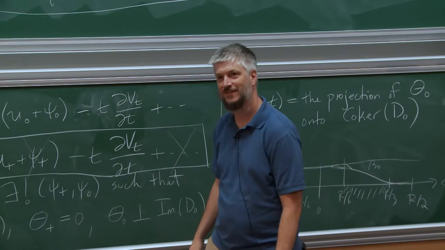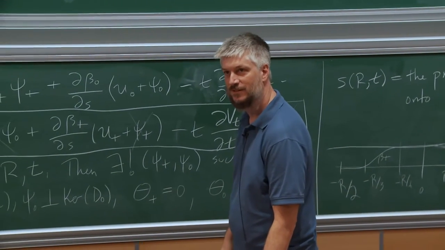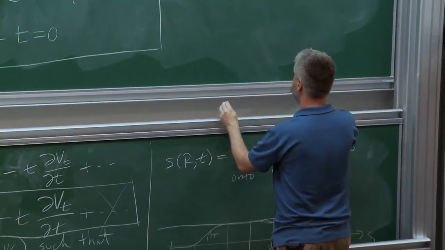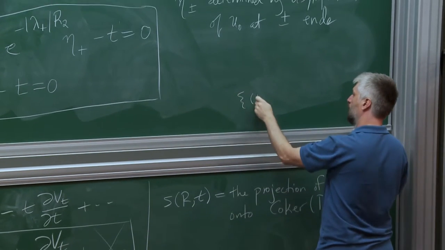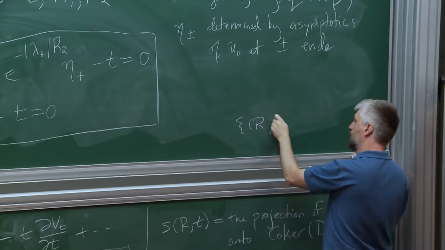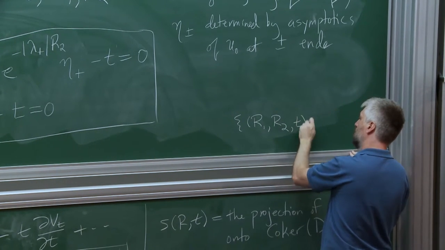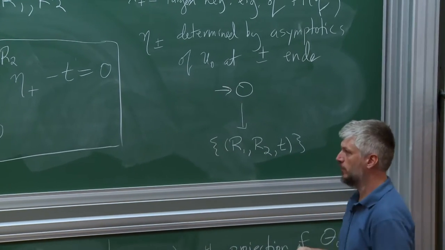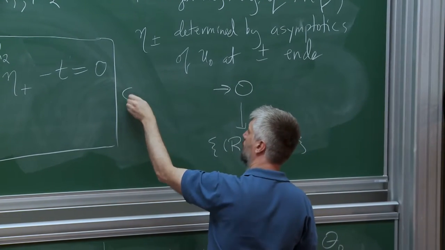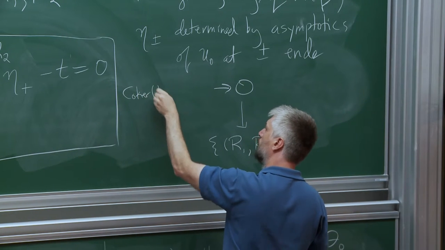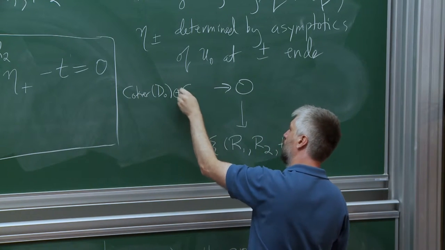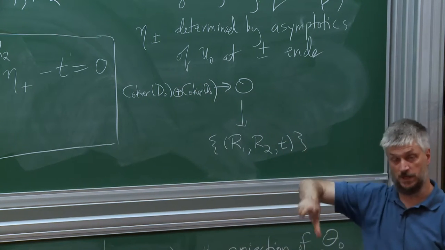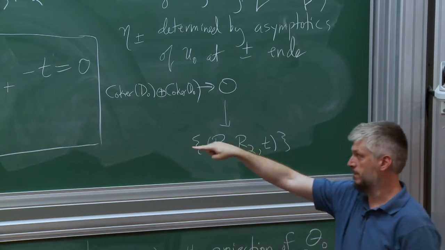Confused as to what exactly the obstruction bundle and the section are. Okay, so in this case, it's a bundle over the set of all pairs, all triples R1, R2, and T. And the fiber over a point is the co-kernel of D0, direct sum the co-kernel of D0. Because now we're gluing two pieces which have co-kernels. So for each of those pieces, you have a summand.